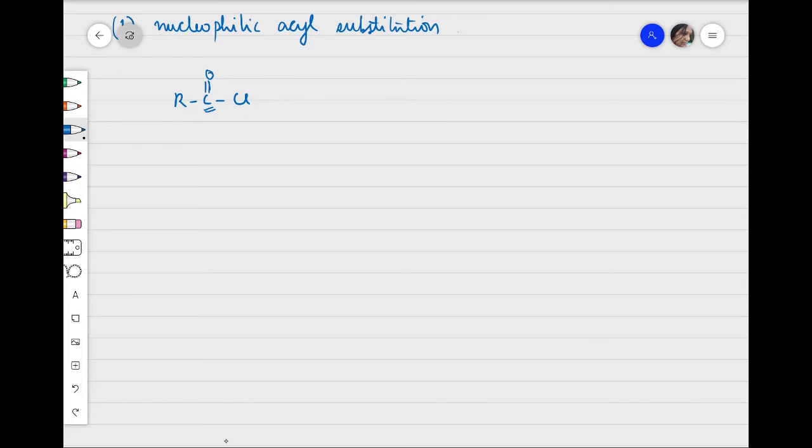Okay, so when I have a typical nucleophile, that is rich in electrons, it will definitely come and attack this carbon, resulting in a shift of this set of electrons towards oxygen. Okay, so the product we get will be something like this. Definitely it's unstable, so immediately it undergoes elimination.